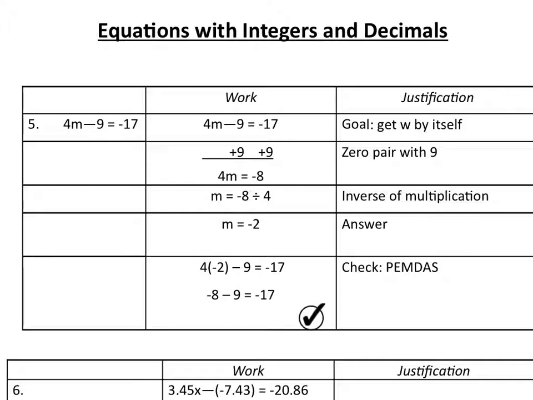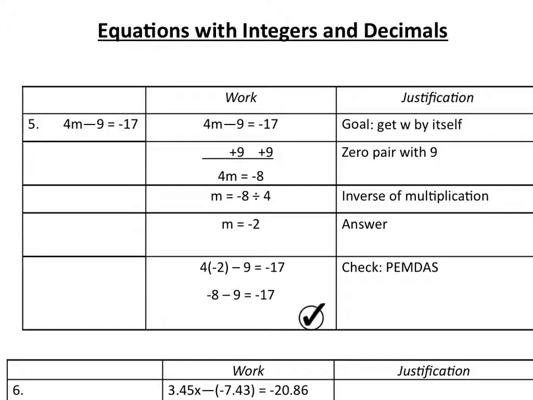Here we have a two-step equation because there's two operations in it. And the reason we say there's two operations is that you have 4 times m, so that's multiplication, which is 1, minus 9. That's the second operation, making this a two-step equation. Everything else has been a one-step equation because there's only been one operation.